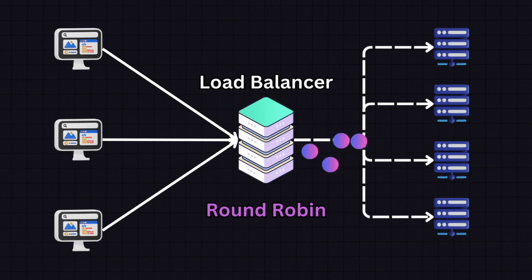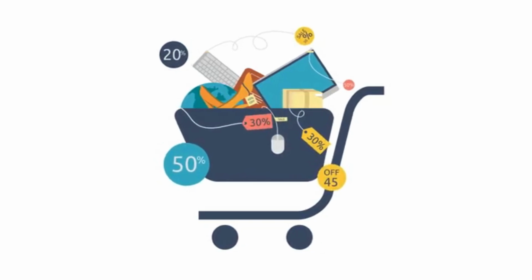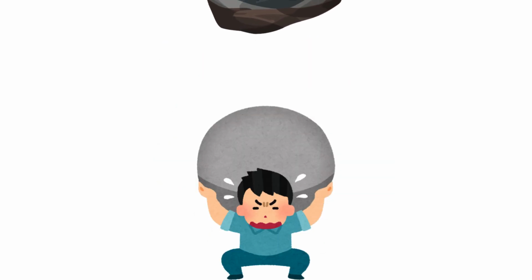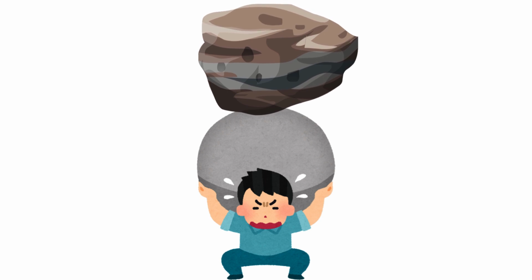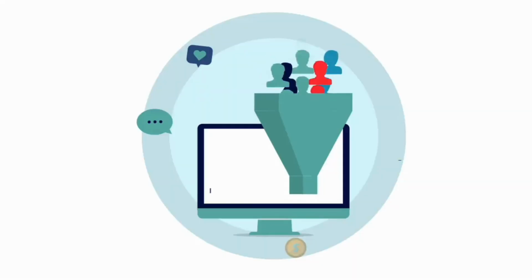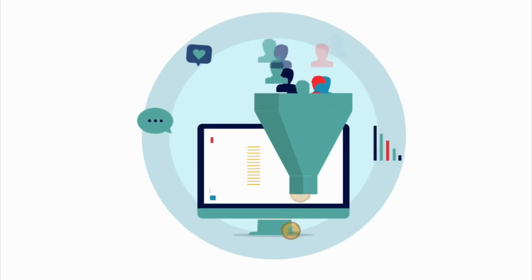And it works really well when all the servers have similar processing power and you're expecting a fairly even spread of traffic. But what if one server starts to get overloaded? Like during a flash sale or something. Would round robin make things worse? It could, because if one server is slower or starts to struggle, it can create a bottleneck. And that's where a more sophisticated algorithm, like least connections, might come in.